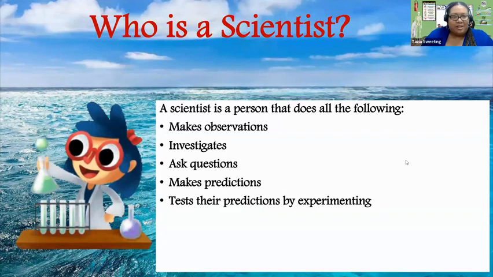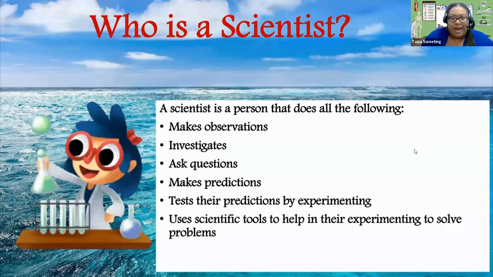A scientist also tests their prediction. They don't just make a prediction. They make a prediction and then they test it by conducting different experiments. So they experiment a lot to test whether or not their prediction was true or false. And of course, scientists use a lot of different scientific tools to help them in their experimenting, investigating, and making observations.